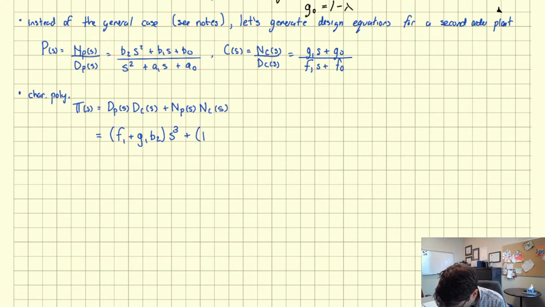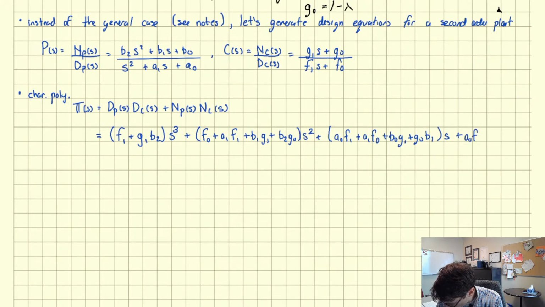All right, so we do it again for S squared. And again, there's nothing really interesting going on here. You can verify that I did this correctly. Plus A0 F0, plus B0 G0. Okay, so we get this complicated expression. Okay, fine.